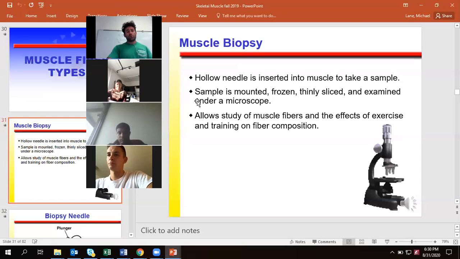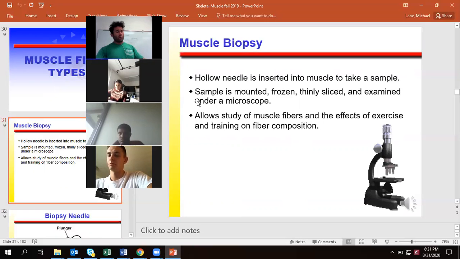From there, you're going to then mount it. And by mount it, you mean you're going to put it on a certain, usually tragacanth gum, and then you're going to freeze it in isopentane. It's going to freeze at such a rate that it doesn't cause the water inside the muscle fiber to make the membrane explode from freezing too quickly. You're not going to be able to look at it on a slide if you have that failure.